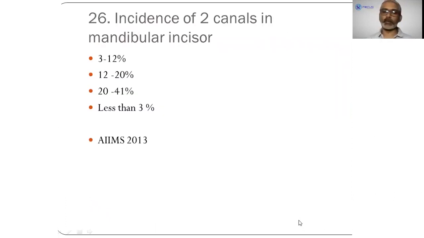Now, let's come to the questions. Now, incidence of two canals in mandibular incisor. It's an AIIMS question. Yes. Answer is C. Correct.